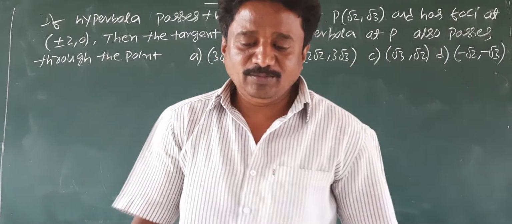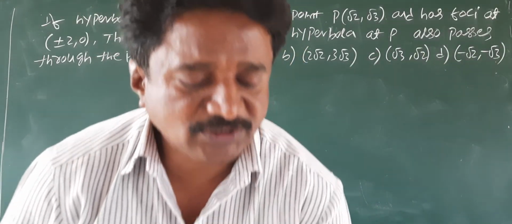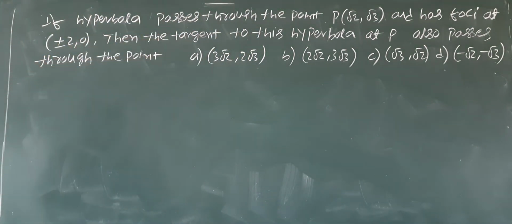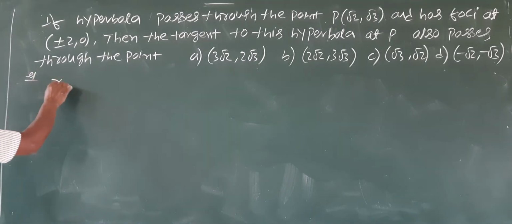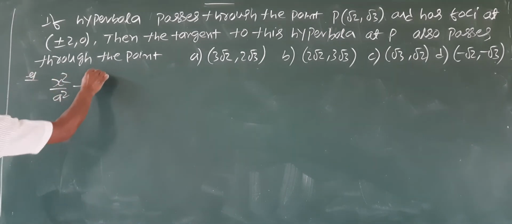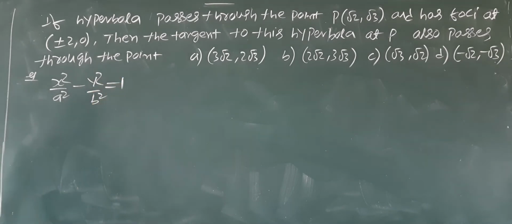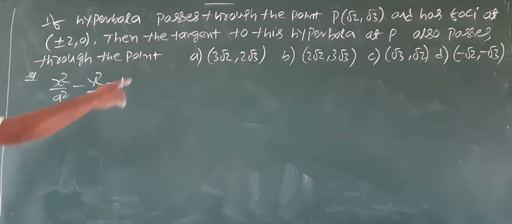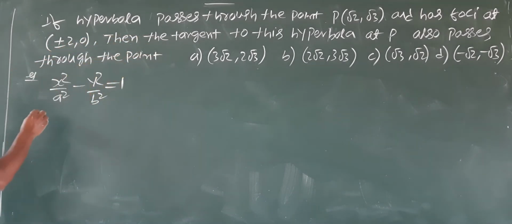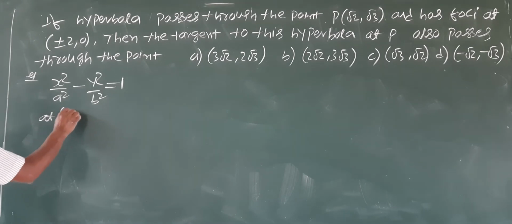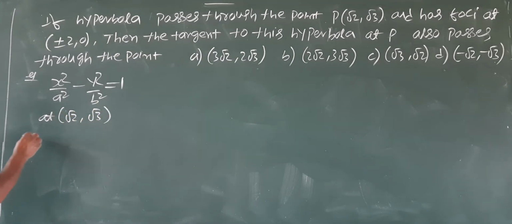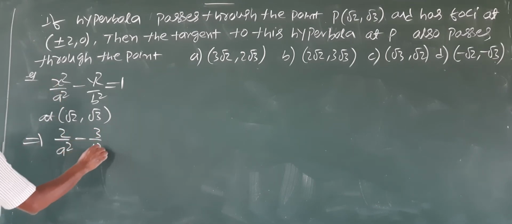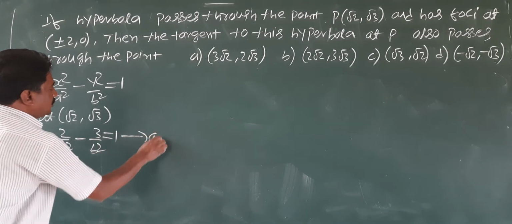Let us solve one more question, students. So simple question. Look at this. A hyperbola passes through the point. What is the equation of the hyperbola? x square by a square minus y square by b square is equal to 1. Passes through the point means put x is equal to root 2, y is equal to root 3. So this implies root 2 whole square, 2 by a square minus 3 by b square is equal to 1. Call this equation number 1.